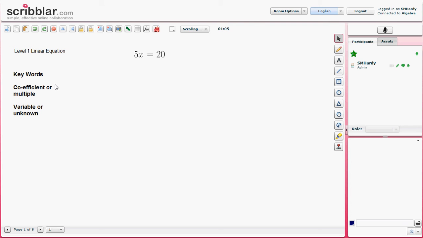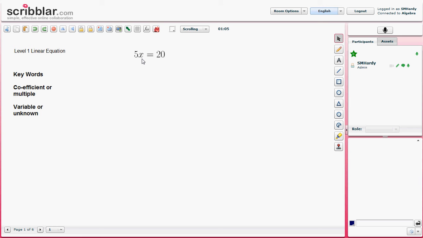Now, on the left hand side of the screen there's some keywords. The first one, coefficient or multiple, just relates to the number which is multiplied by x. So that's the coefficient. A variable or unknown is simply x itself. It's the thing that we're trying to find. It's the thing that is not yet known, but we will find out.